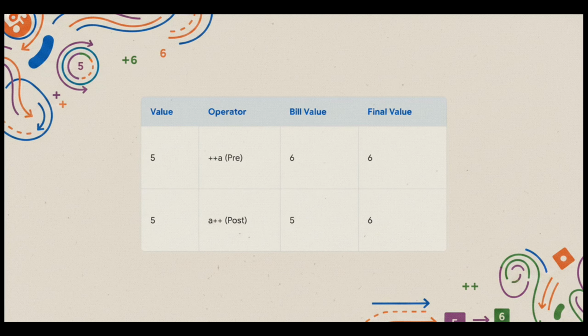Now, what's really interesting about this slide is the exact timeline of these operations. Let's look at the post-increment on the bottom row there. Starting with a value of 5, the system actually uses that original value of 5 for the current bill calculation first, and only after that does it update the stored value to 6 in the background. Pre-increment, on the top row, updates the value to 6 before it ever gets used in the bill. So our buggy code used pre-increment when it should have used post-increment. That's exactly why the customer was overcharged right at the register.